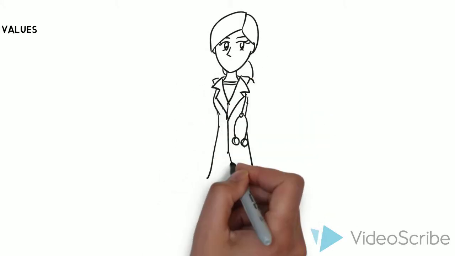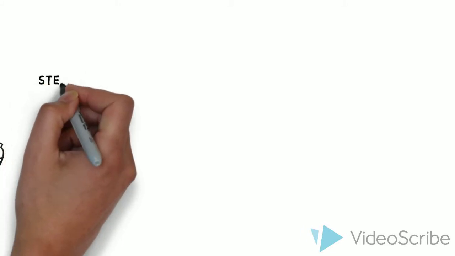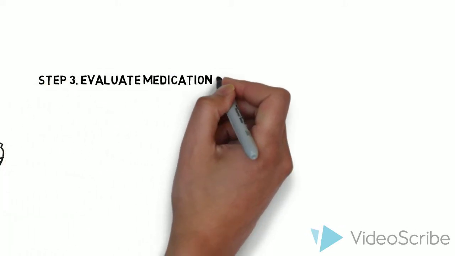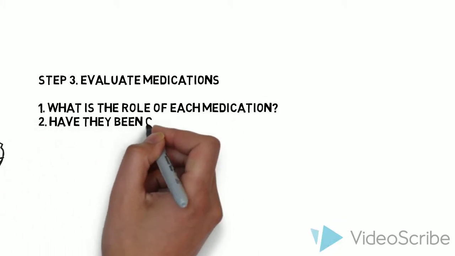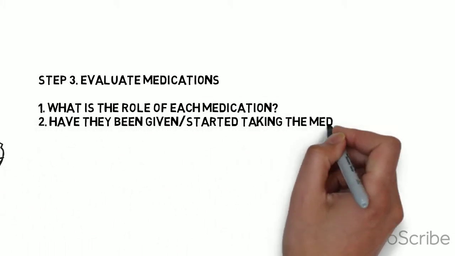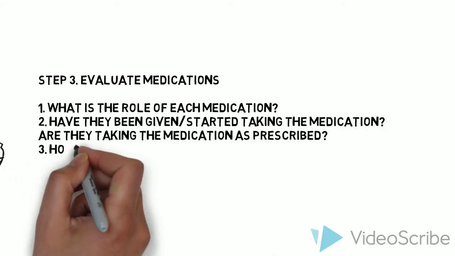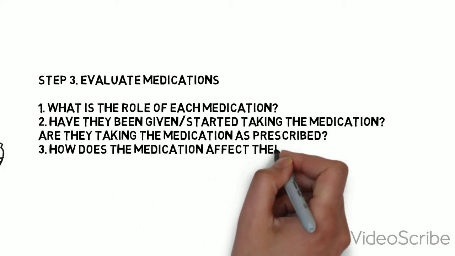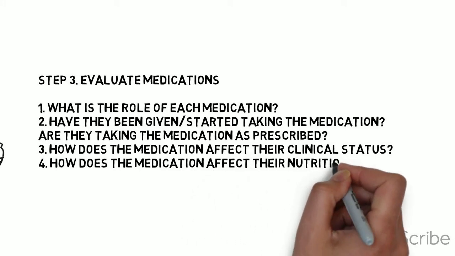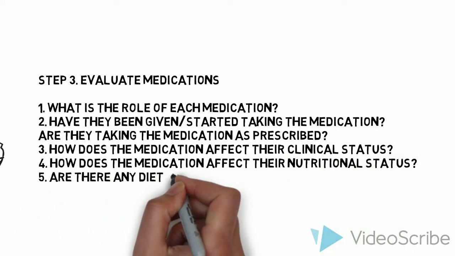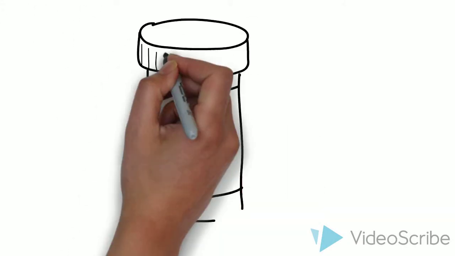What questions should we ask ourselves about her medications? Step 3 is to evaluate her medications. What is the role of each medication? Have they been given? Have they started taking the medications? Are they taking them as prescribed? How does the medication affect their clinical status? And how does it affect their nutritional status? Are there any diet concerns? Now let's take a closer look at which medications she is taking.